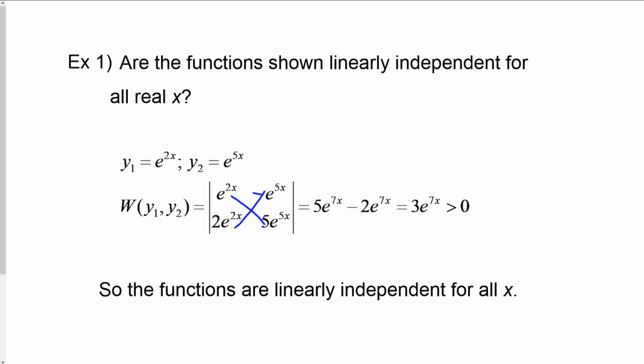So if we solved a second order differential equation and we got those two functions as solutions, then we could write our general solution to the differential equation as y equals c1 times e to the 2x plus c2 times e to the 5x, which is, of course, what we're looking for.